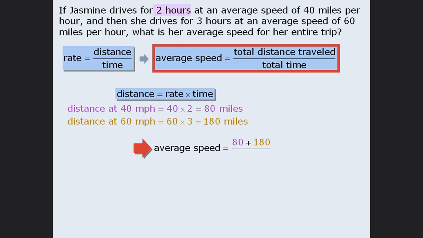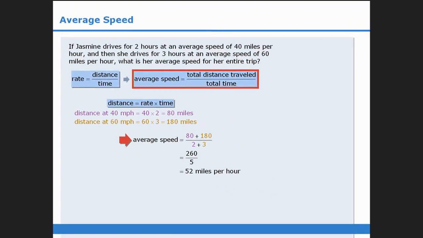The question tells us that Jasmine drives for 2 hours at 40 miles per hour, and then she drives for 3 hours at 60 miles per hour. So the total travel time must be 2 hours plus 3 hours. When we simplify this, we get 260 divided by 5, which is 52. And since the distance is measured in miles, and the time is measured in hours, the average speed is measured in miles per hour. So the average speed for the entire trip is 52 miles per hour.